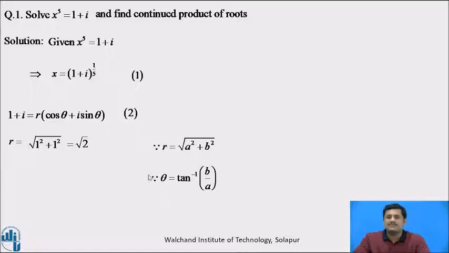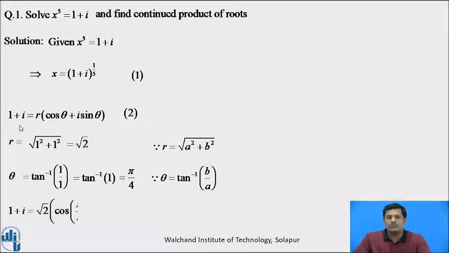And theta is tan inverse of b by a. Here both are 1, so theta equals tan inverse of 1 by 1, that is tan inverse of 1. And we know that tan inverse of 1 is pi by 4. Substituting the values of r and theta in equation number 2, we get the required polar form of 1 plus i.